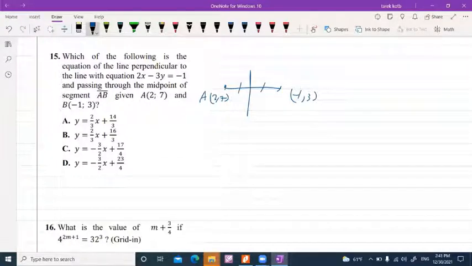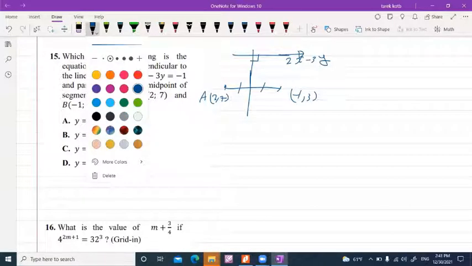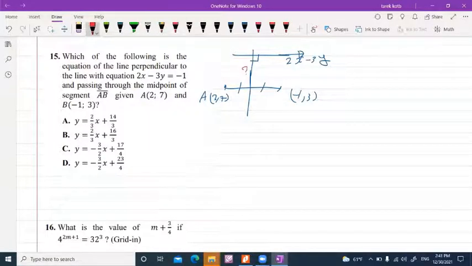And also perpendicular to a certain line. Where is the certain line? This is perpendicular to the certain line, the line with the equation 2x minus 3y equals 1. So I need to get the equation of this line. Let's say this line is L. To get the equation of this line, you have to get the slope of the line and the point that the line is passing through.